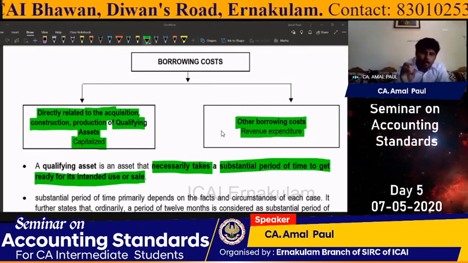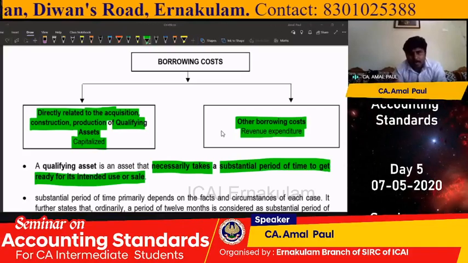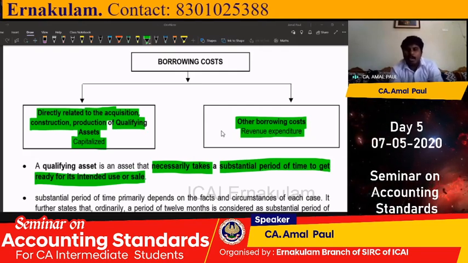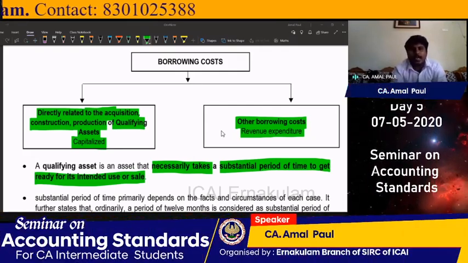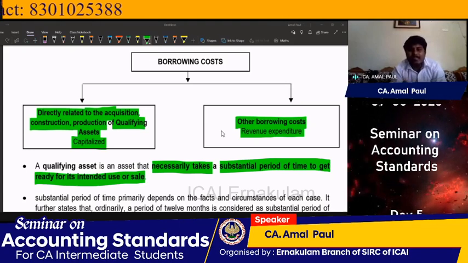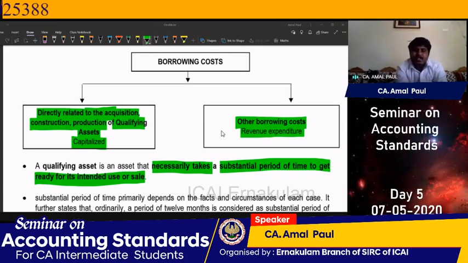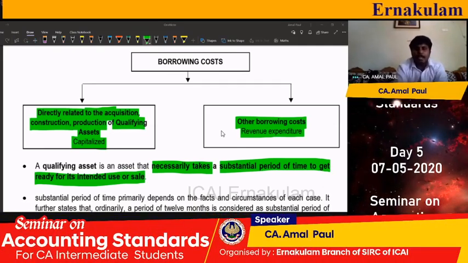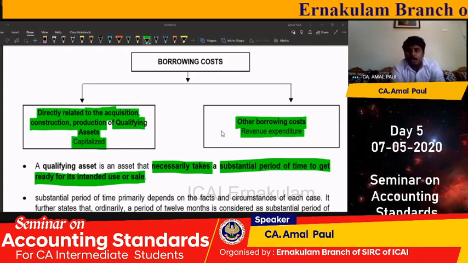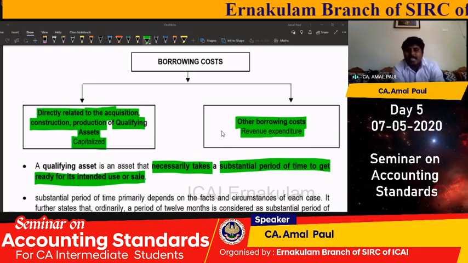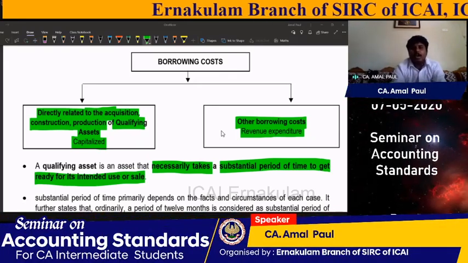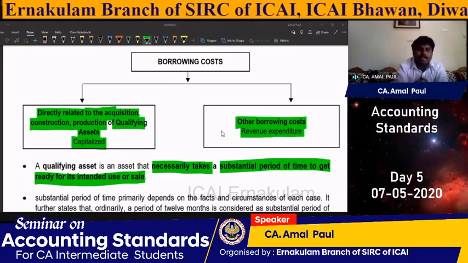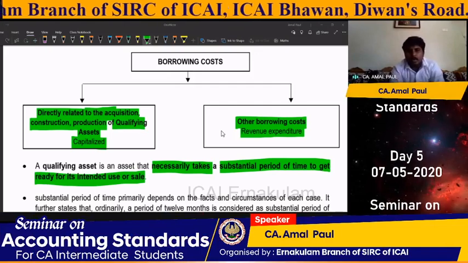That means you had booked a car, and you got it in ready to use condition, right? The car you had purchased will be in ready to use condition. This will not meet the definition of qualifying asset because there is no substantial time required to make it ready for use. When it comes to a motor car, it is in ready to use condition. So you cannot capitalize the borrowing cost if you had taken a loan for purchasing that motor car.